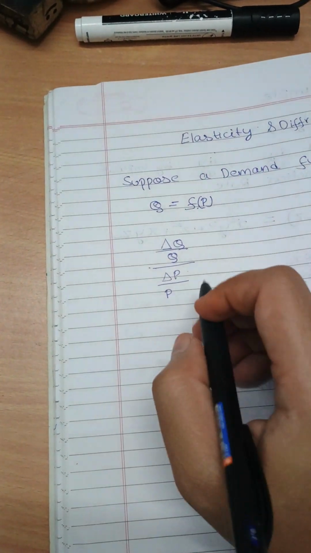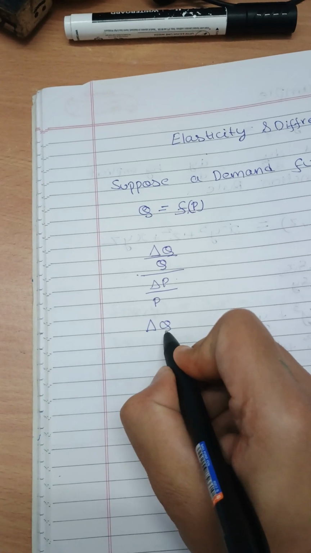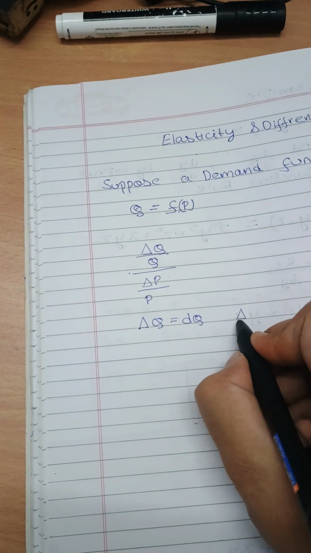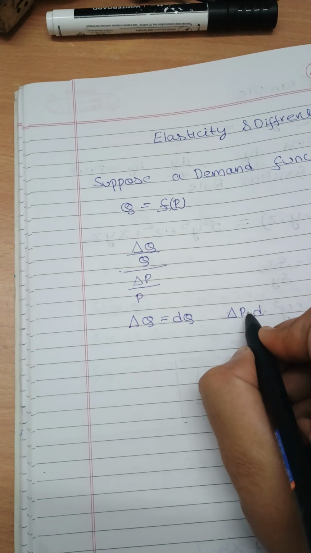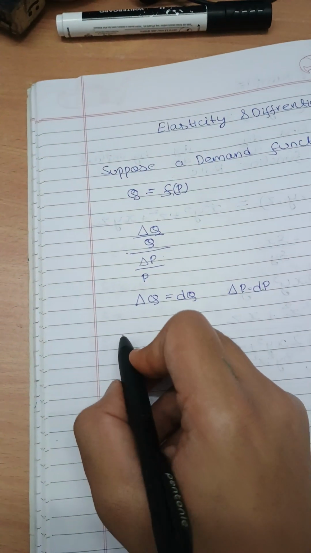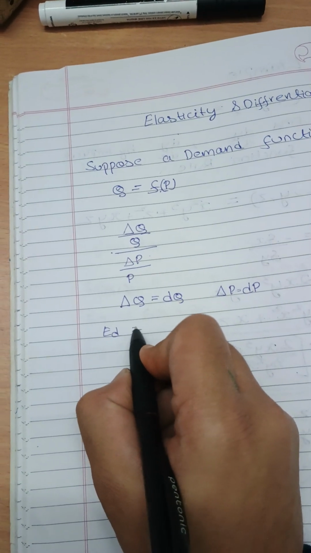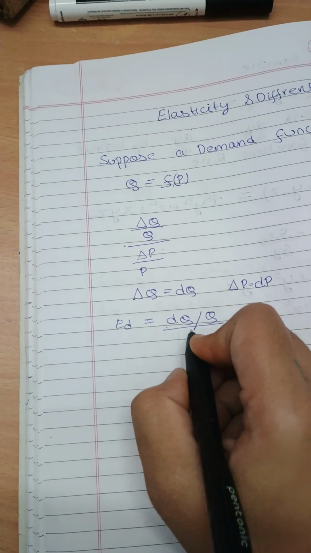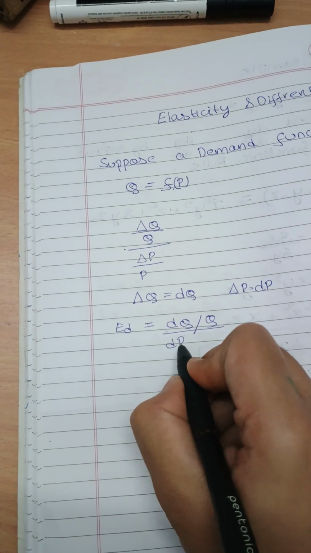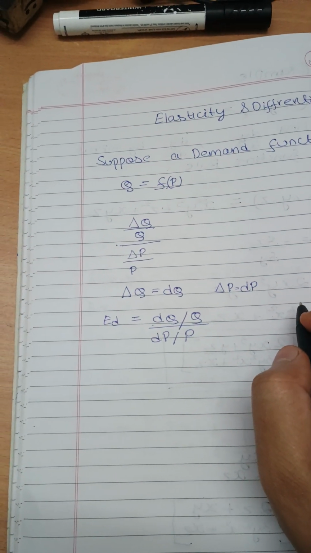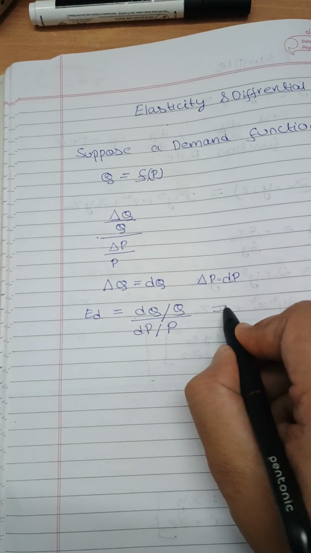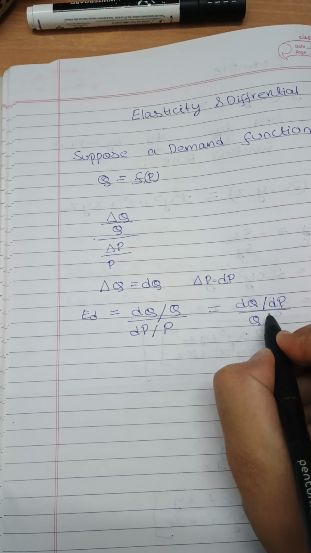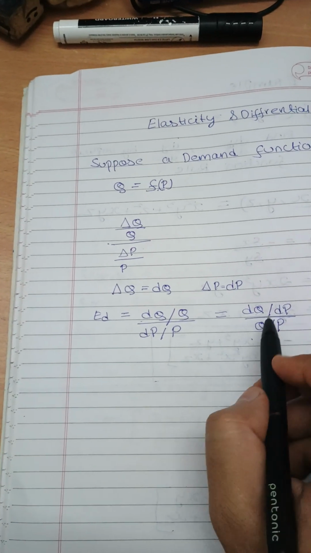Now replacing delta Q by dQ and delta P by dP, we get the elasticity of demand equals delta Q upon Q divided by delta P upon P. We can also write it as dQ upon dP by Q upon P. So here is the elasticity of demand.